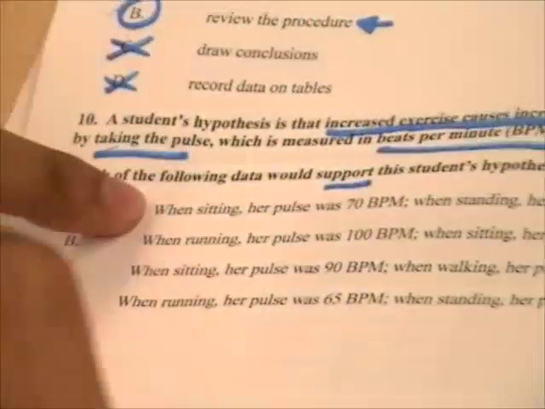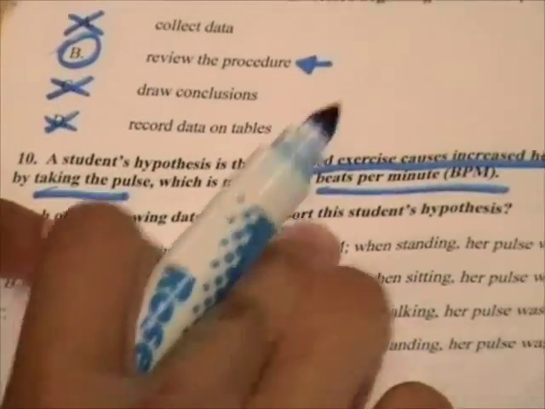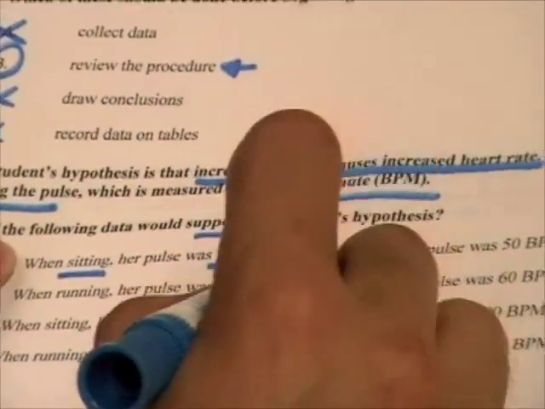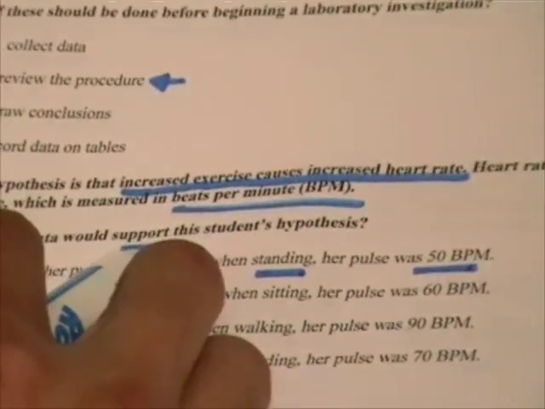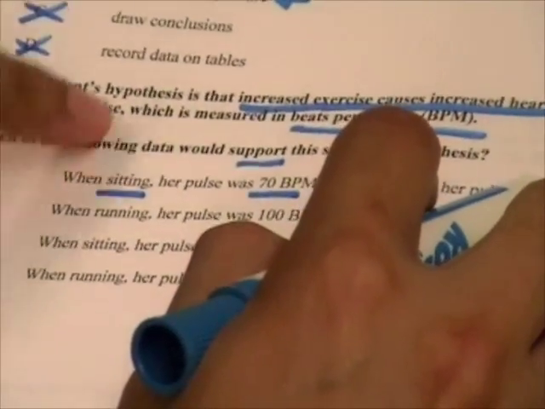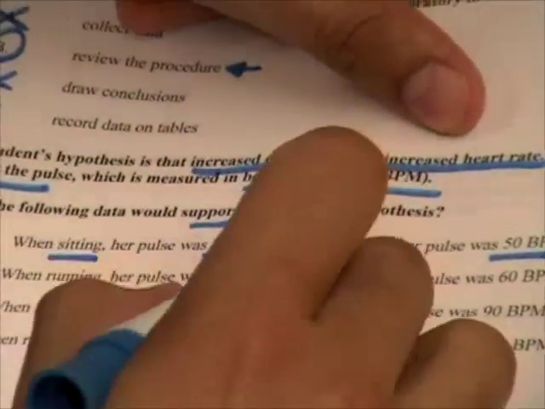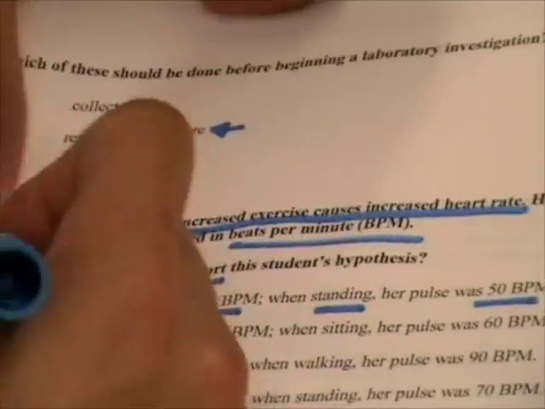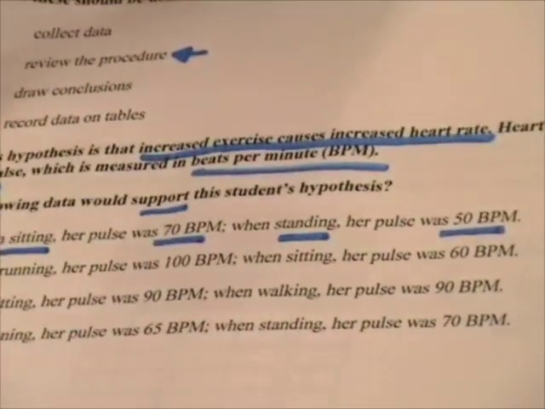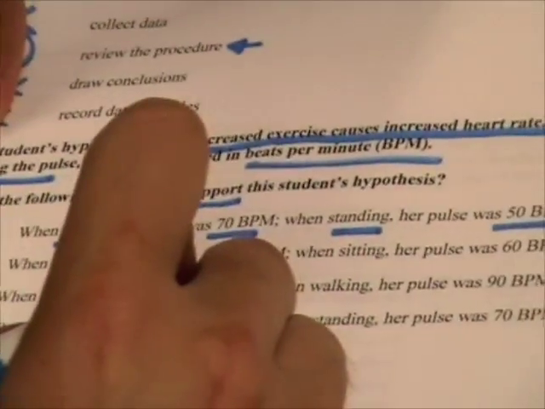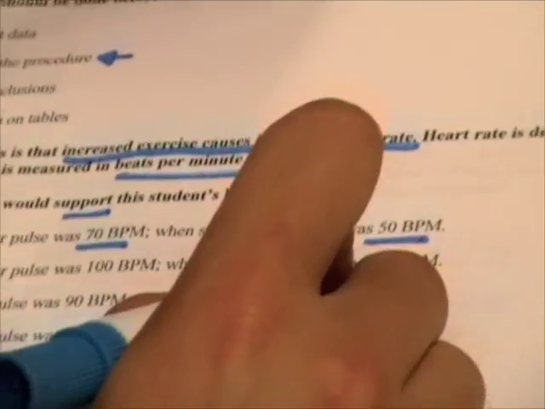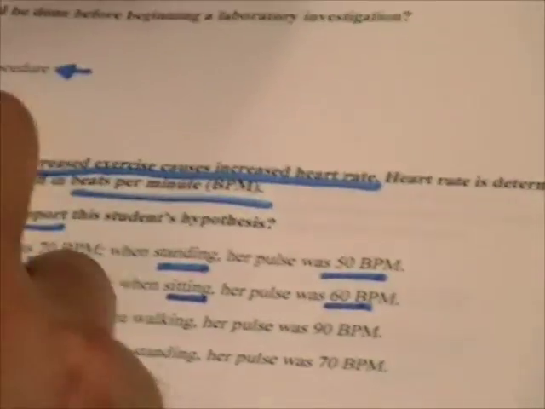When sitting, her pulse was 70. When standing, it was 50. So it was more while sitting than standing. That doesn't make sense. More exercise should be more heart rate. Standing is more exercise, so that should be more. When running, her pulse was 100. When sitting, her pulse was 60. Okay, sitting 60, running 100. This makes sense. Sitting is less than running, and running is more. I'm going to stay with that one.